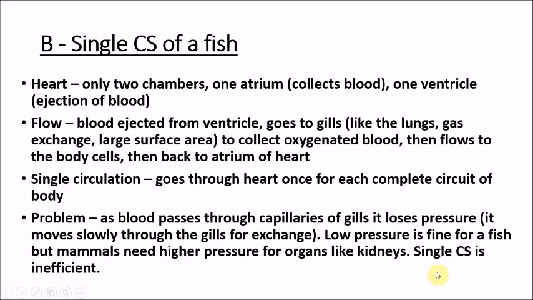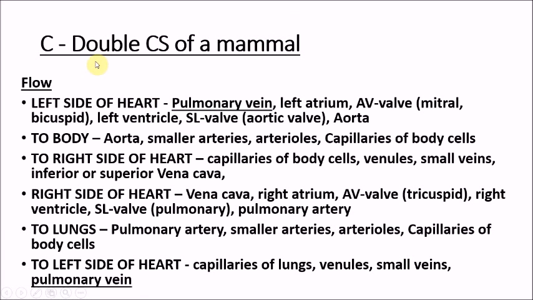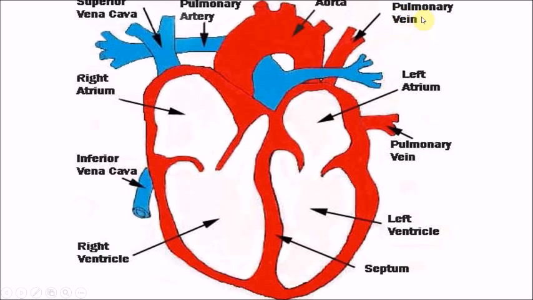So low pressure for a fish is fine, but not okay for a mammal. A mammal needs double circulatory. So we've got to talk about the double circulatory system of a mammal now, and it's a little different because there's two sides of the heart. Let's start here at the pulmonary vein.